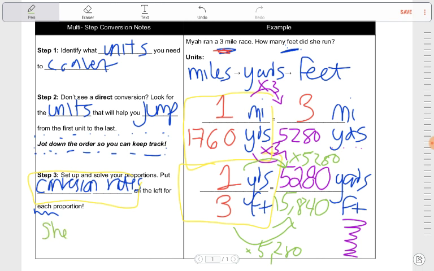Of course, this is a word problem, so please provide an answer sentence. So over here, I'm just going to write down, she ran 15,840 feet.